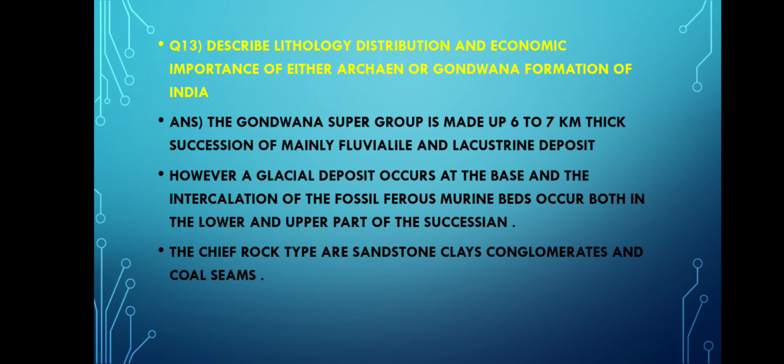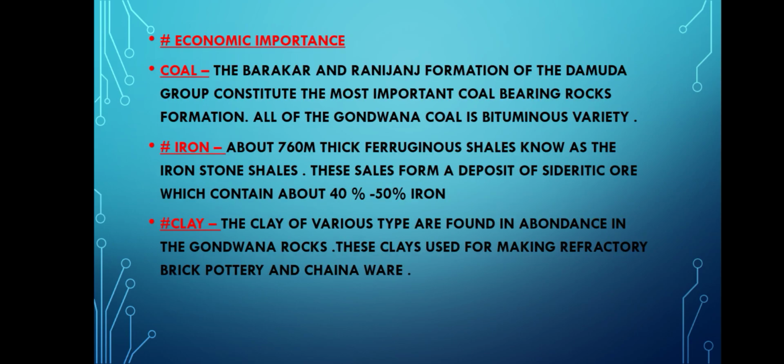Now next point, the chief rock types are sandstone, clay, conglomerate and coal seam. Now economic importance. Coal. The Barakar and Raniganj formations of the Damodar group constitute the most important coal bearing rock formations. All of the Gondwana coal is bituminous variety.